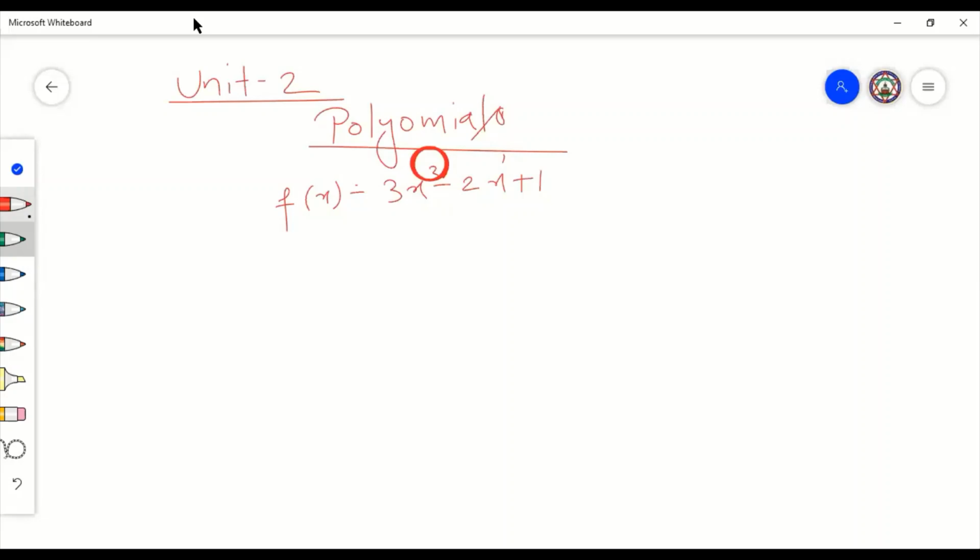It means that a polynomial is a mathematical or algebraic expression in which the variable power must be a whole number. Whole numbers mean 0, 1, 2, 3, 4, and so on. In this case, the 1 also has a variable power of 0. So if the variable power is a whole number, then we can say it is a polynomial.